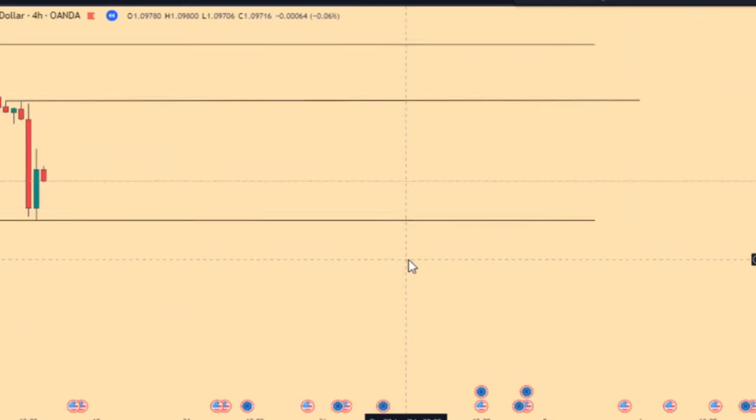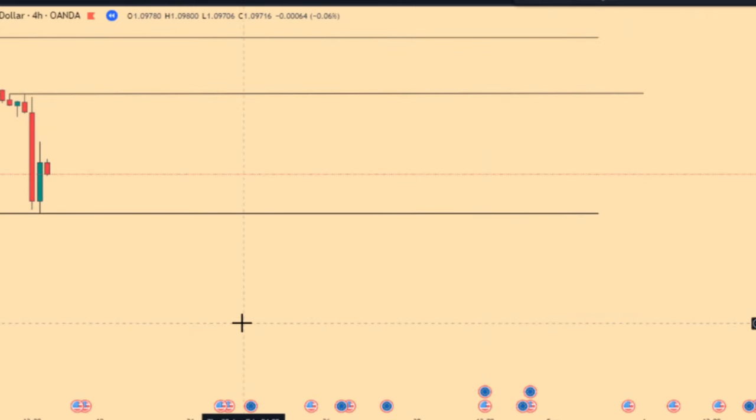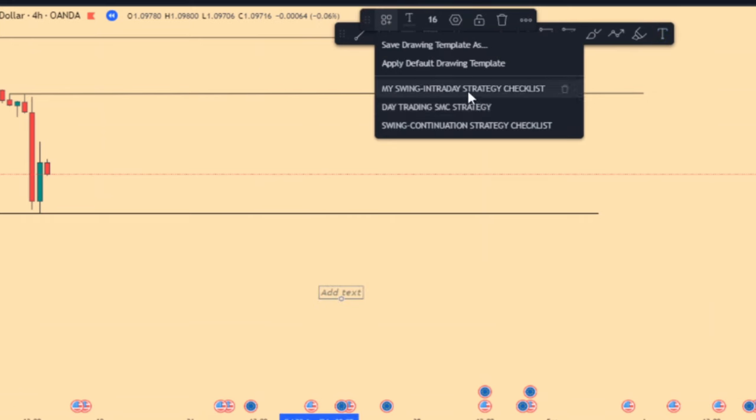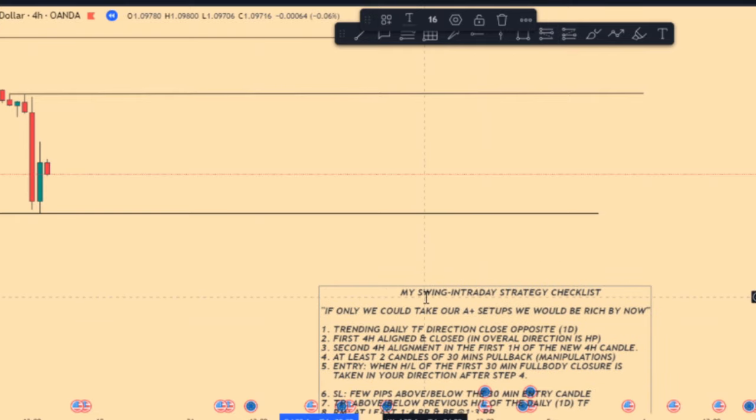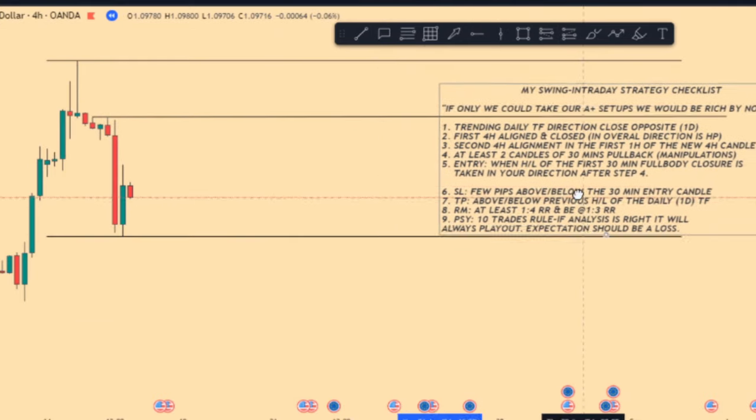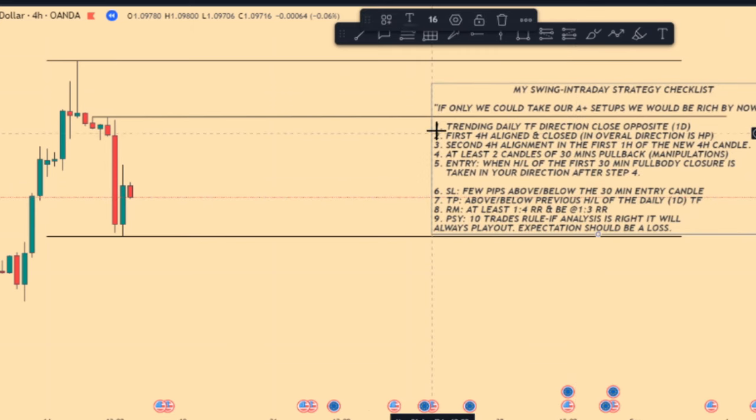So I go to 4 hours. Let me bring the checklist. We keep it simple. Try and keep it simple. This is no swing, intraday. So after that, I wait for the first 4 hours to align and close.